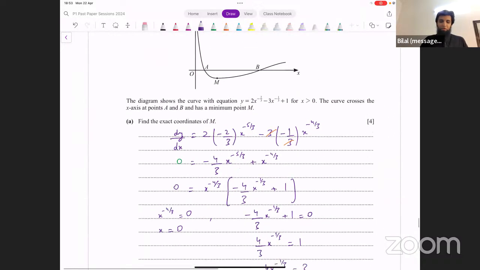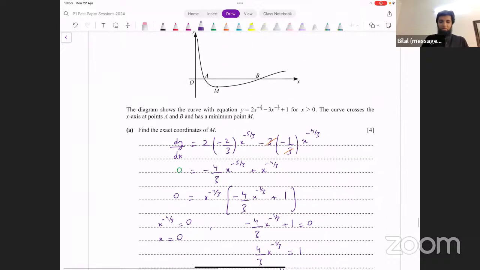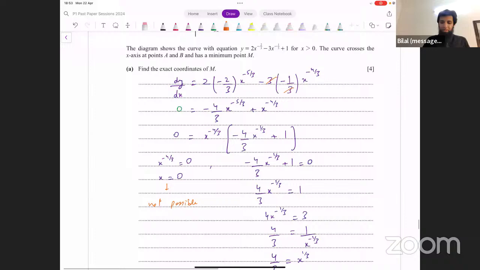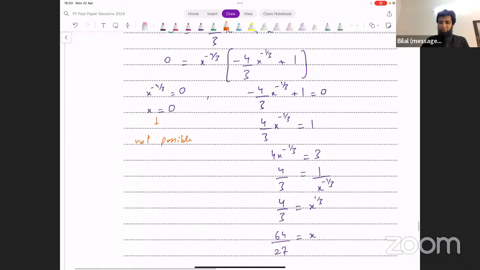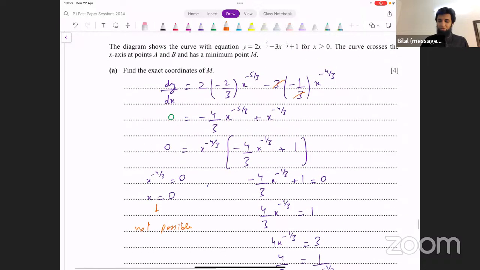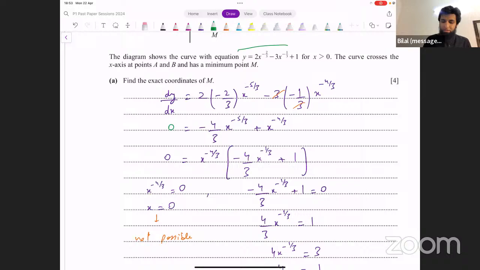Okay, now x, of course, cannot be 0. You can see it in the diagram. This is not possible. So the x coordinate of M that we are getting is 64 over 27. Now we need to find the corresponding y coordinate. How do you find the corresponding y coordinate? Put that back in this equation and see what that gives you.